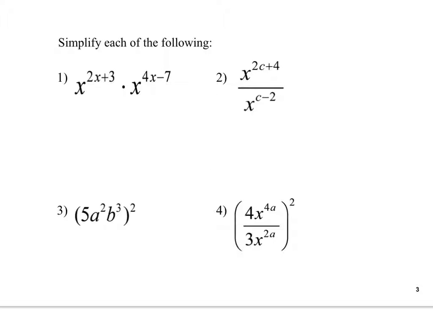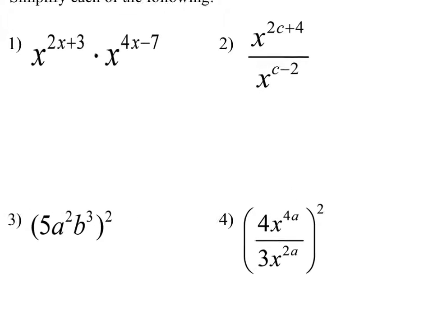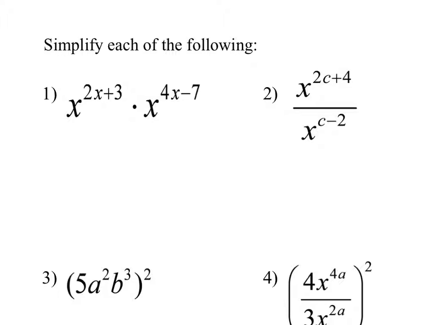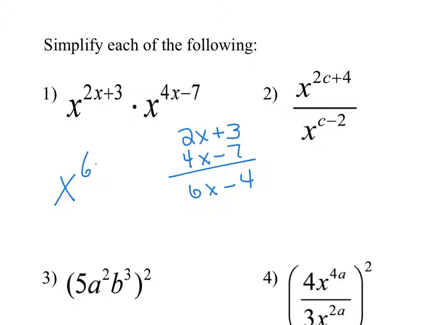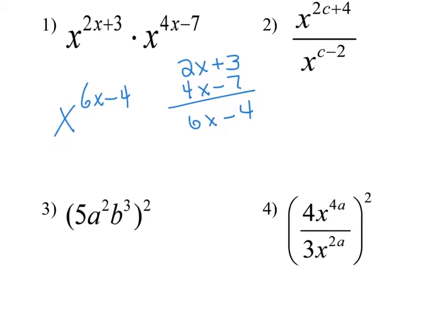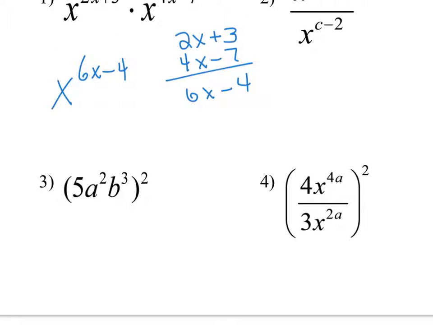Okay, same deal. You just have to know your exponent rules. You're multiplying the bases on the first one, so you add the exponents. Okay, there's an issue sometimes with adding. I don't know why, it just happens. When I add these exponents, I get 6x minus 4, so that's the new exponent. Okay, just be careful of that. Make sure you're adding correctly, combining like terms still. You're still adding.